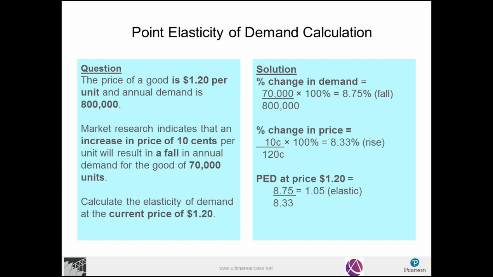Now, 10 cents was ideally the increase that occurred. That was a change in price, a 10 cents increase, over 120 cents. Now, I do 120 cents because you realize we had $1.2, and if you convert $1.2 into cents, you multiply that by 100 and get 120 cents. So we get 8.33% rise. Now, the PED at price 1.2 is the percentage change in demand over the percentage change in price, and we get 1.05, which means that this good is elastic.